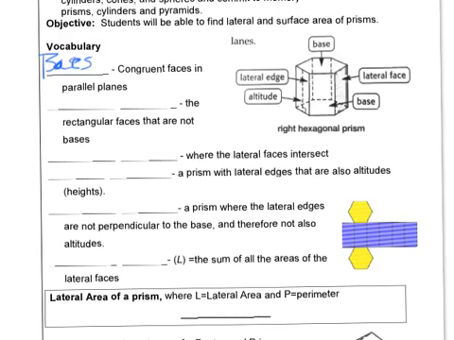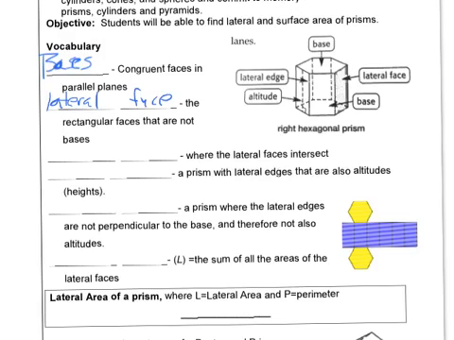But just a little hint. Usually the lateral faces, which we'll talk about what those are, are going to be rectangles. And the polygons that are not rectangles are probably your base. However, it is possible to have rectangles as your base as well. But just so you can see, if you got a hexagon on top and a hexagon on bottom, you got your base.